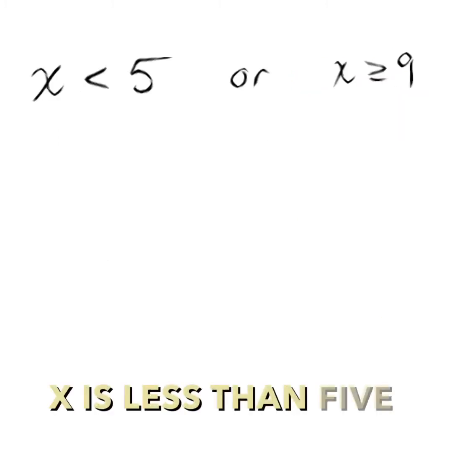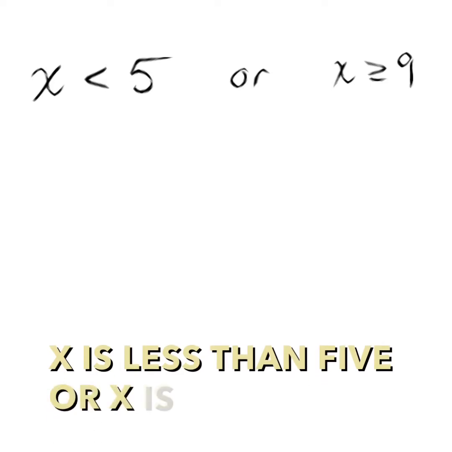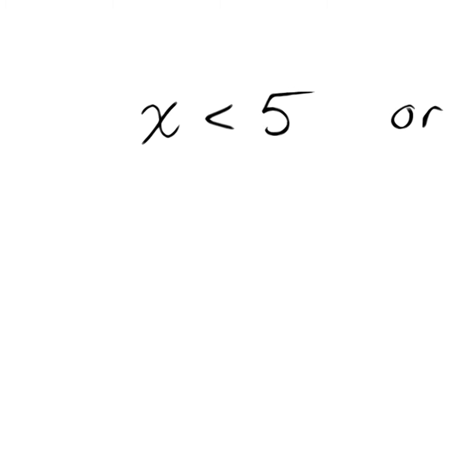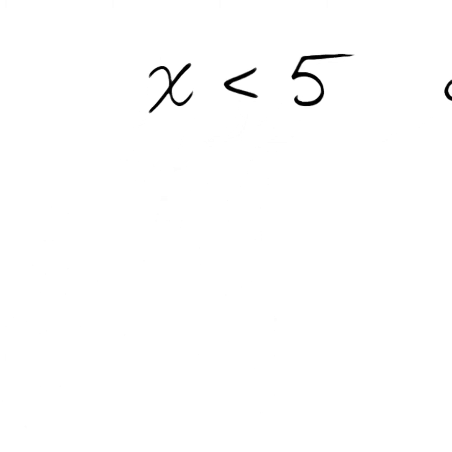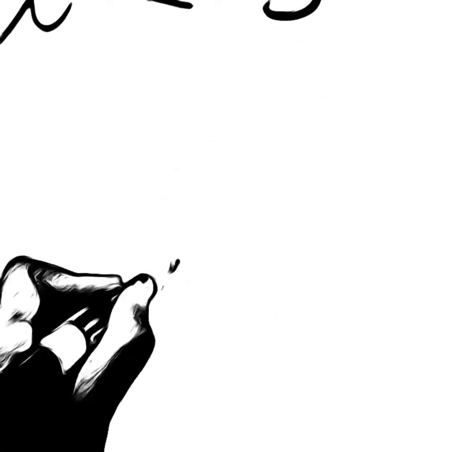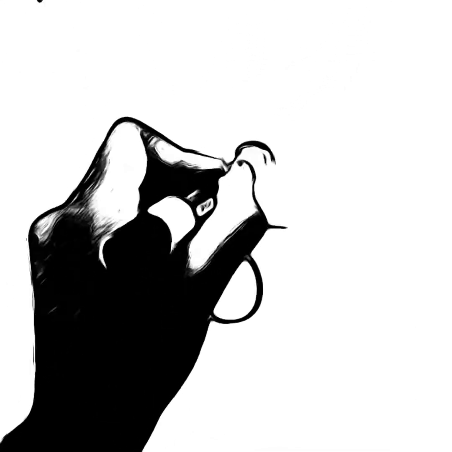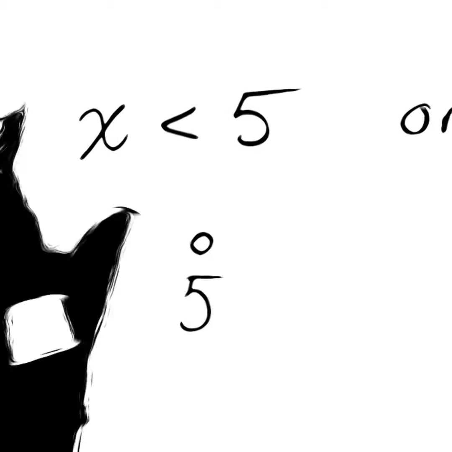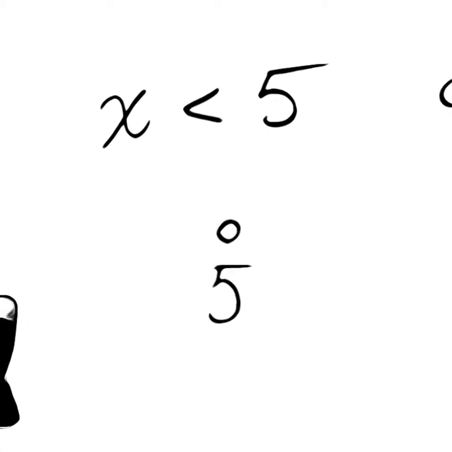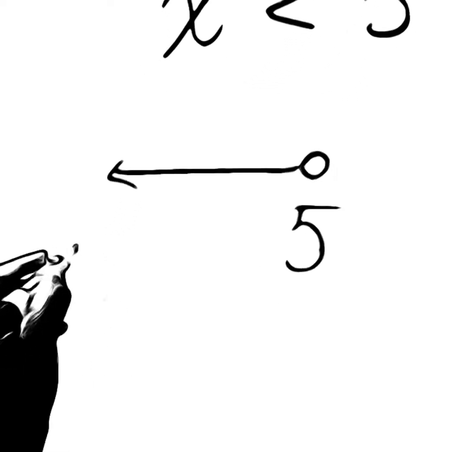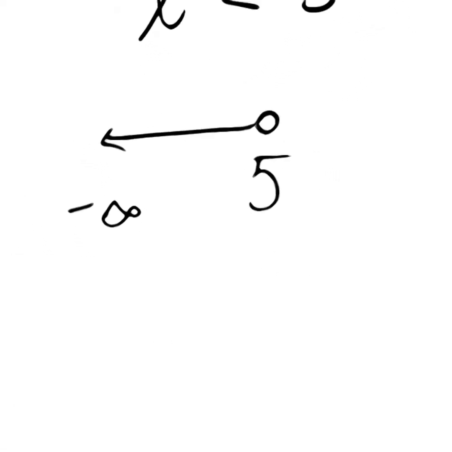X is less than 5, or X is greater than or equal to 9. These are done separately. I have X is less than 5. So 5 is my first number. Because of that symbol, I know it's an open circle. Now remember, everything less than 5 has to go in that direction. I go in that direction and I don't stop. Therefore, I put my negative infinity.